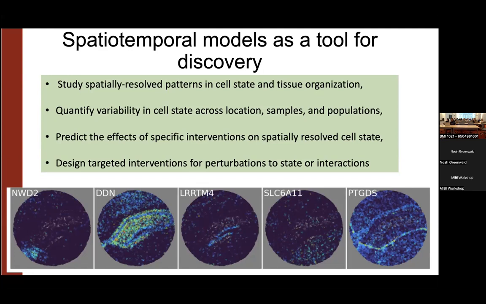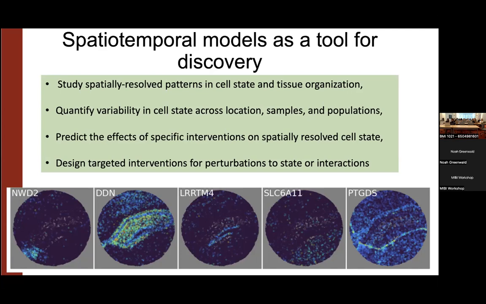The next thing I'm interested in doing is looking at variability in cell state across location, across samples, across populations. We're going to get into that a little bit less, but you're going to see that we're going to be able to look at variability, how state changes, how specific genes change as you wander across a tissue, in this case, proteins in there. I'm interested in predicting the effects of specific interventions on spatially resolved cell states.